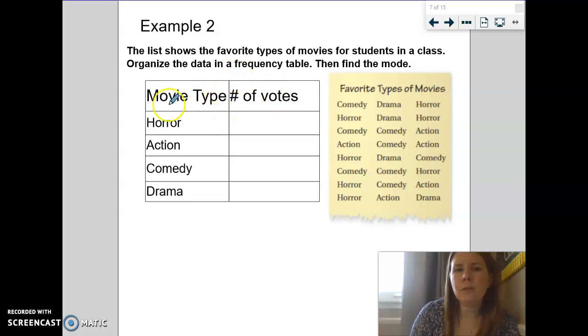So what we need to do is make a table, basically. So we're looking at the types of movies, which are horror, action, comedy, and drama. And we need to figure out how many people voted for each. So we're going to go back through this list, and I'm going to cross off each time I get it, and then I'm going to add it to my tally here. So I'm just going to tally it up.